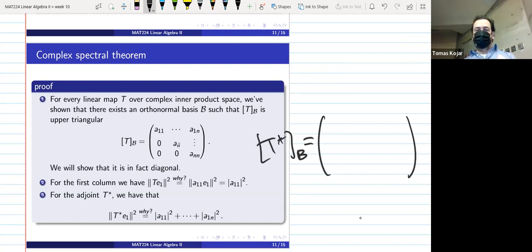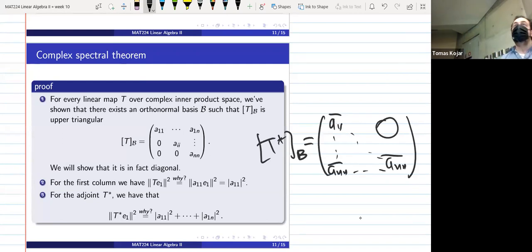Yeah, we're doing complex stuff. So we have lambda 1 bar, or if you like A11 bar, ANN bar, and then zero stuff, and then like this. Okay? Yes. Yeah, you're right. Thank you.